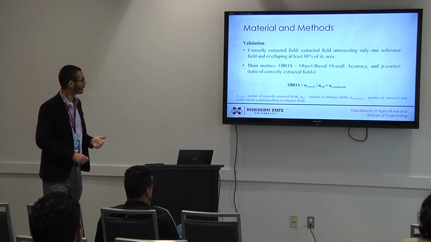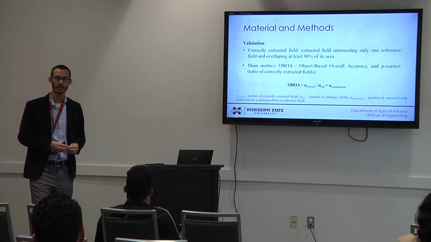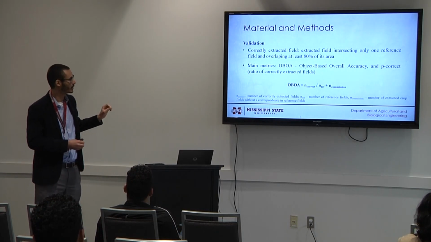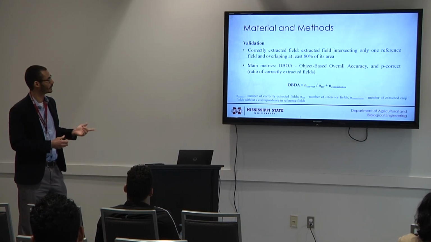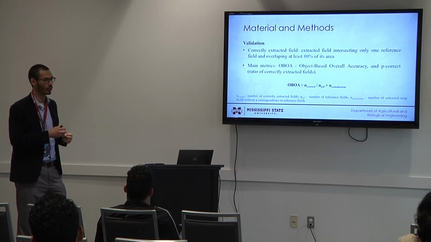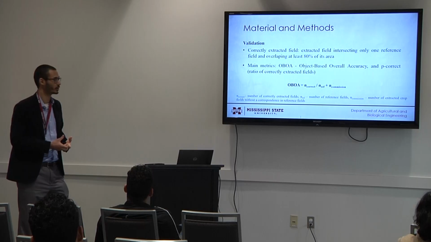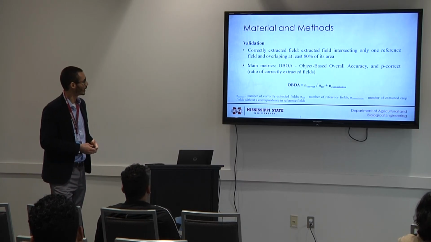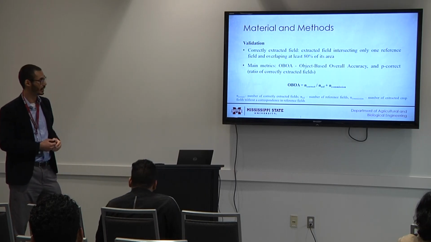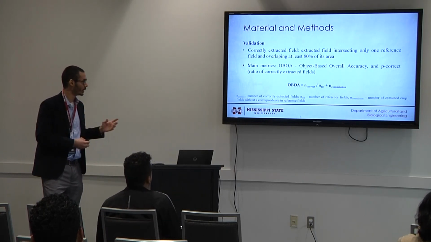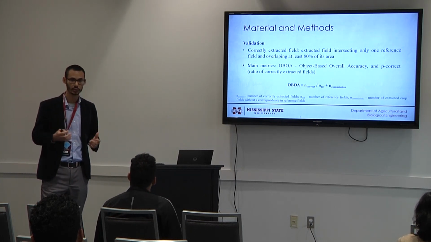To validate our framework, we assume as a correctly structured field only a field that intersects only one reference field and overlaps at least 80% of its area. Otherwise, we don't consider a field as correctly structured. We use some metrics to evaluate the results. The main ones are object-based overall accuracy and the ratio of correctly structured fields over the total amount of reference fields.